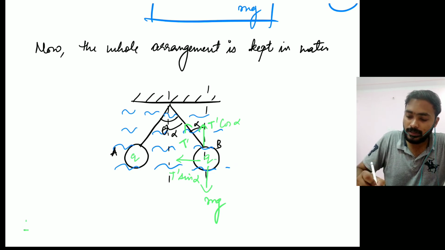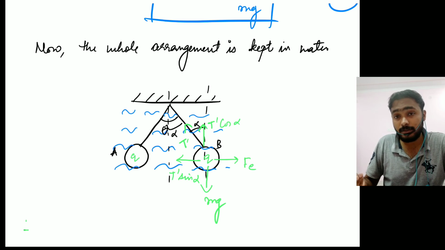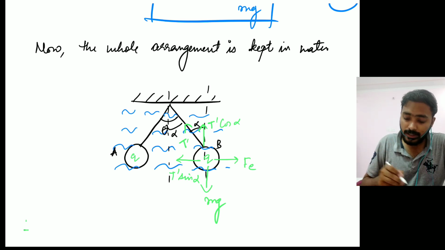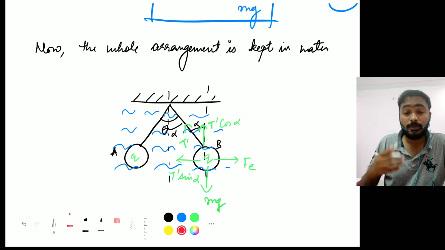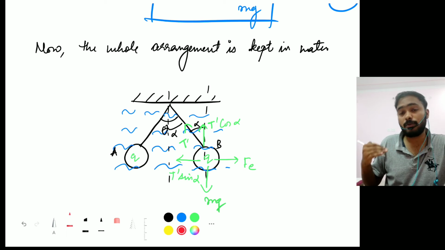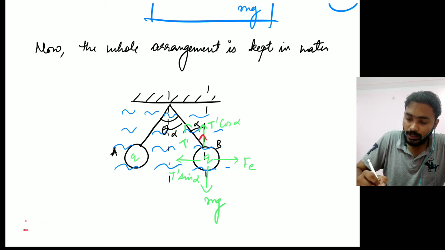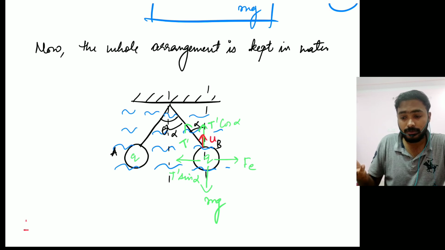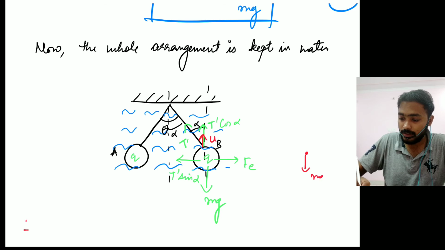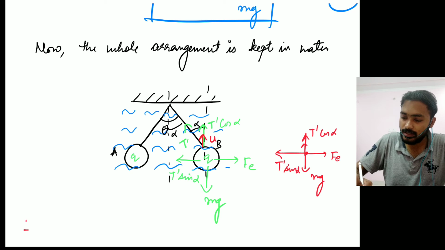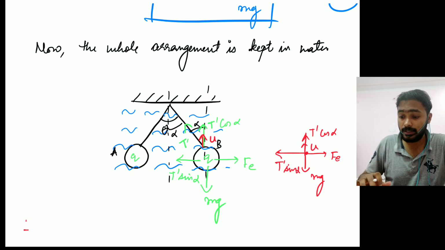Great. Also this will experience electrostatic force just like in the previous one, but this time it will experience one more force. Because it is in water, the water particles will push this body in the upward direction and provide an upthrust. So there will be an upthrust in the upward direction, let me call it u. Very similarly I can draw the free body diagram. Mg is acting in the downward direction, there is T dash sin alpha, there is Fe, there is T dash cos alpha, and there is u. This is my FBD.